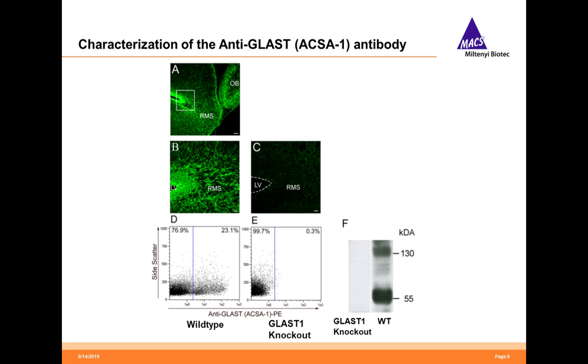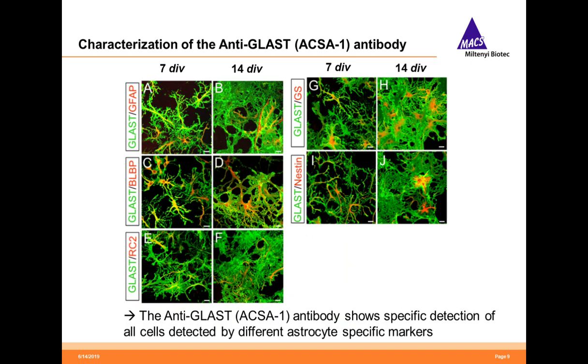And we observed also the same by Western blot analysis, as you see in F. Two bands corresponding to the GLAST monomer and to the dimer were detected in wild-type mice, whereas no corresponding signal was seen in the knockout animals. That means that these results demonstrate that the anti-GLAST antibody specifically detects an extracellular domain of the native as well as denatured GLAST protein.